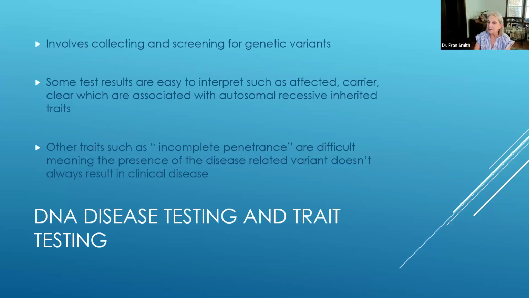Some test results are easy, such as affected, carrier, and clear, which are associated with autosomal recessive traits. Other traits such as incomplete penetrance are difficult, meaning the presence of the variant doesn't always result in clinical disease, and the same is also true of risk assessments, meaning we talked about the fact that a dog with 2 copies of DM does not necessarily end up crippled in the rear end as an older dog.